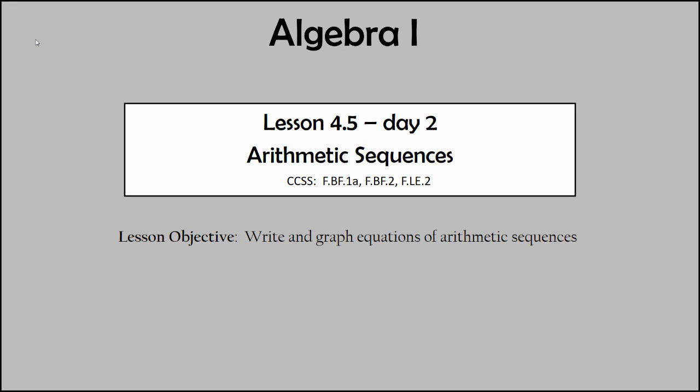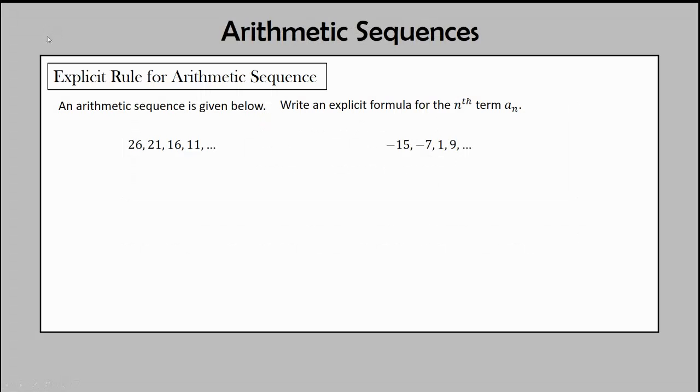Okay, today we're going to start working on lesson 4.5, or continue our work, I should say, on 4.5 on arithmetic sequences. The first part of this was getting to understand what sequences were, being able to identify them, and then you start using that explicit rule to be able to find some of them. Today we're going to start writing our own explicit rules and go through that process.